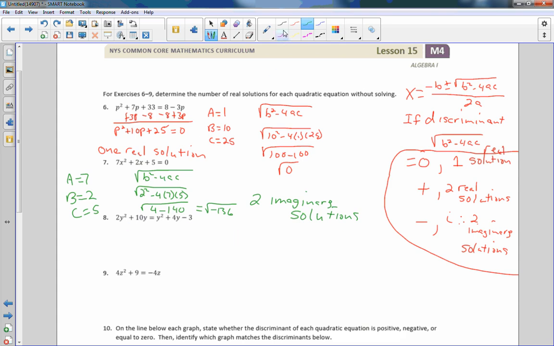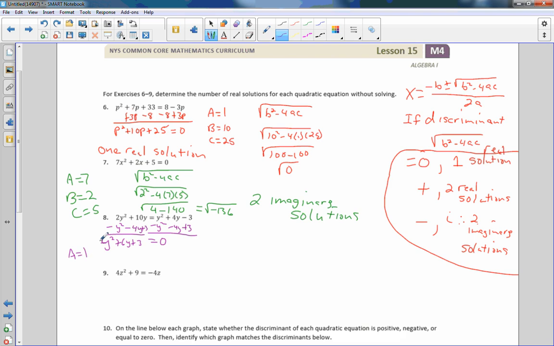Okay, this one. I need to subtract a y squared. I need to subtract a 4y. I need to add 3. I want 0 over here. That will give me 0. But I need to do the same on both sides. So minus y squared minus 4y plus 3 on the other side. And 2y squared minus y squared is just simply y squared. 10y minus 4y is 6y plus 3, because there was no constant over here. So there's my new equation.